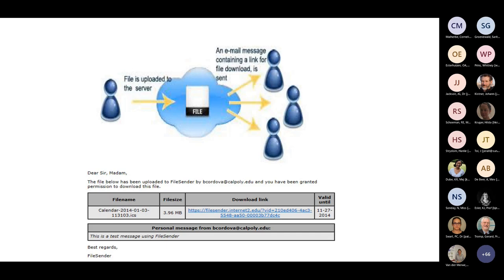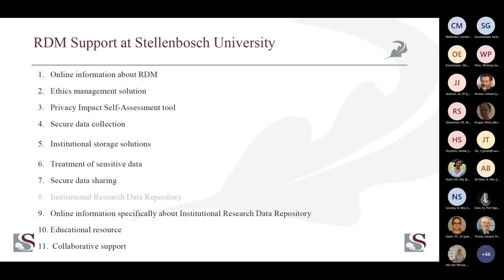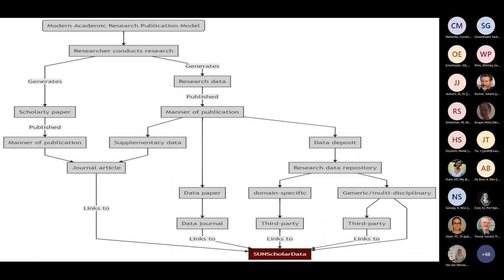The next tool on the list is the Institutional Research Data Repository. Now, Sarita did mention that researchers can publish their research through various ways, as is permitted by the RDM regulations. What's important to note is that if researchers do not deposit their data with SunScholar Data, they should at least inform the library so that we can create links to wherever the research data have been deposited, so that the data reflect on SunScholar Data, even if they're not deposited there.